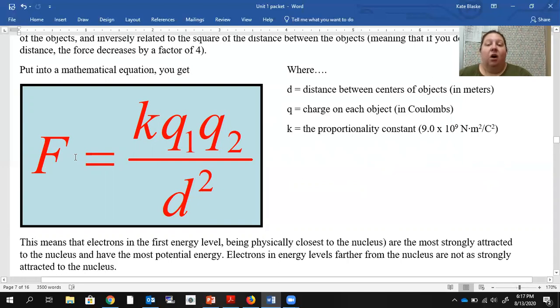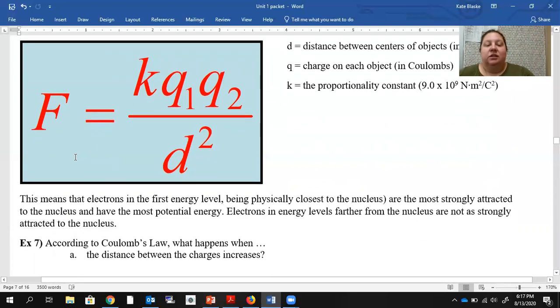So for our purposes in chemistry, our charged particles are protons and electrons. And that distance between them is the distance between the nucleus and the electrons. What this means is that the electrons in the first energy level, which are physically closest to the nucleus, have the smallest distance, so they're going to have the largest force between the nucleus and those what we call core electrons, or the 1s electrons. As the electron levels get farther away from the nucleus, they're not going to be as strongly attracted to the nucleus as those more interior, more core electron energy levels will be.